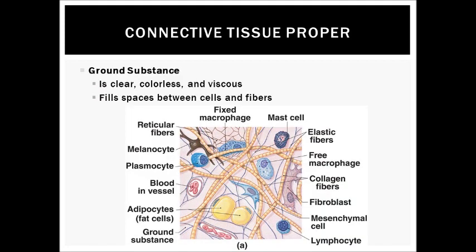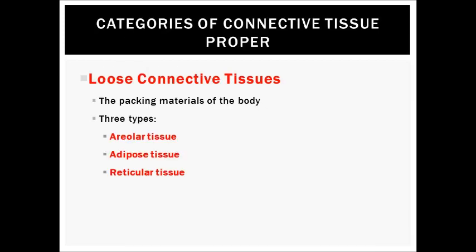Ground substance is another component in the connective tissue proper. It fills the spaces between the cells and fiber components in the connective tissue. Okay, you know already about the components of connective tissue proper. Now, let's learn about the two categories of connective tissue proper. I will start with loose connective tissue. There are three types: areolar, adipose, and reticular.